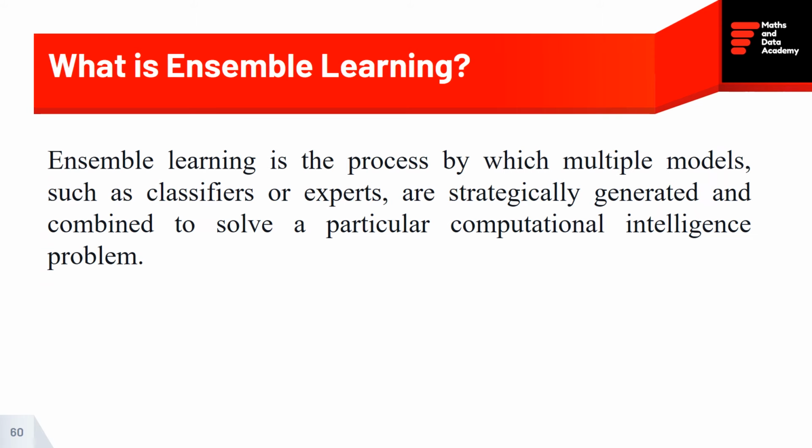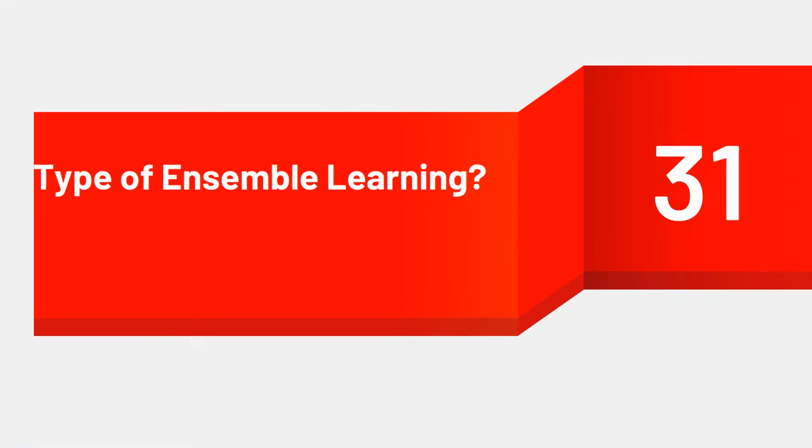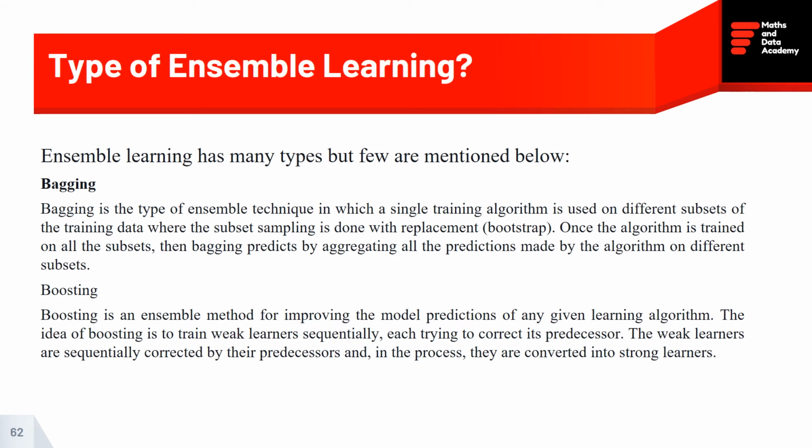What is ensemble learning? Ensemble learning is the process by which multiple models, such as classifiers or experts, are strategically generated and combined to solve a particular computational intelligence problem. Types of ensemble learning: ensemble learning has many types, but a few are mentioned below.